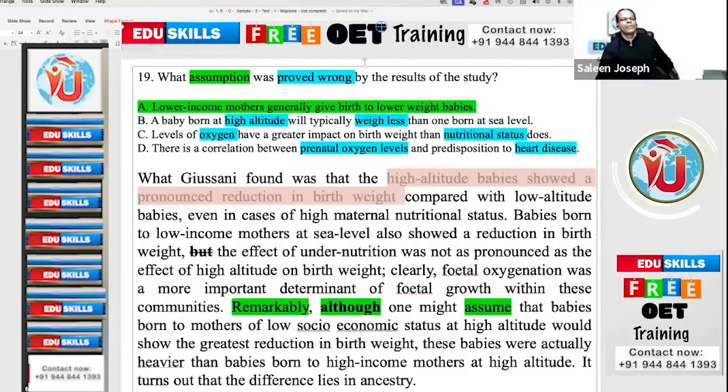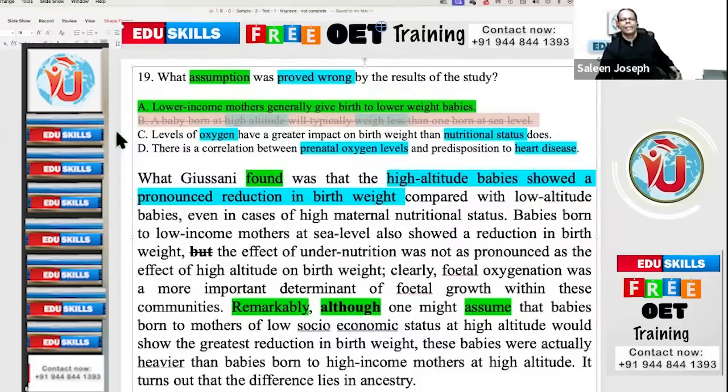But that was not an assumption. I am trying to make you understand the difference. The paragraph is not saying that was an assumption. That was found, meaning an established fact. But the question is not asking about established fact. They are asking what assumption was proved wrong. So you should be very careful when there is a negative question.